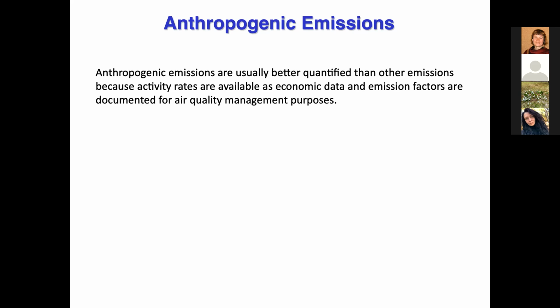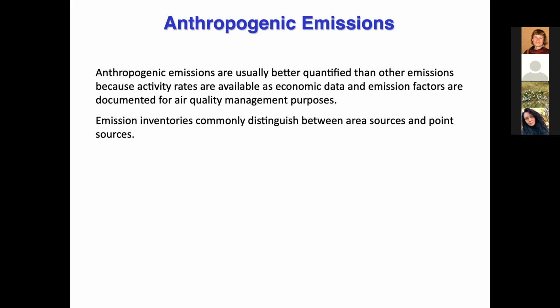Anthropogenic emissions are usually better quantified than other emissions because activity rates are available as economic data, and emission factors are documented for air quality management purposes. Yes, I agree with this sentence completely, but I would add that it depends also a little bit on the governmental situation in the country. Not all governments, as we know, are completely free and open with their data, with their emission inventories, as they could be.